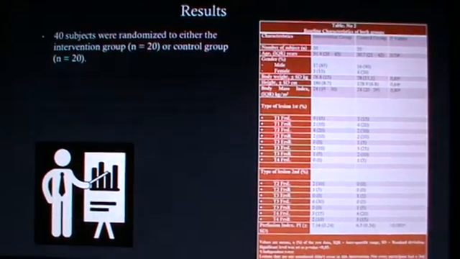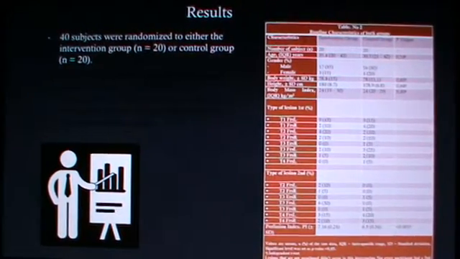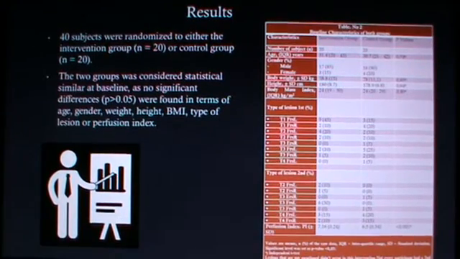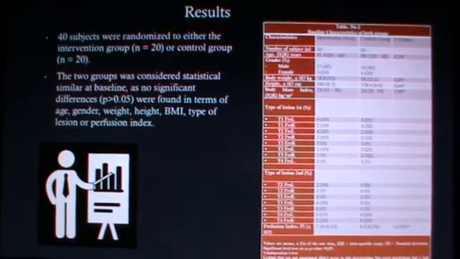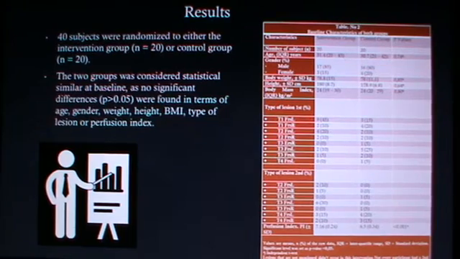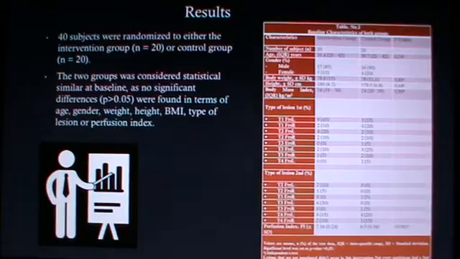40 subjects were randomized into either the intervention group or the control group. The two groups were considered statistically similar at baseline, as no significant differences were found in terms of age, gender, weight, height, body mass index, type of lesion, or perfusion index.